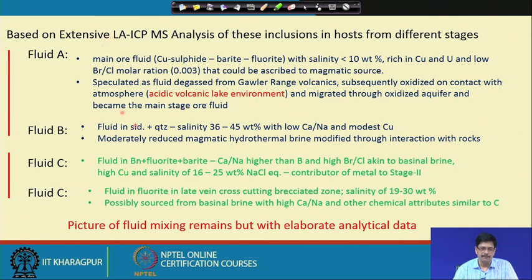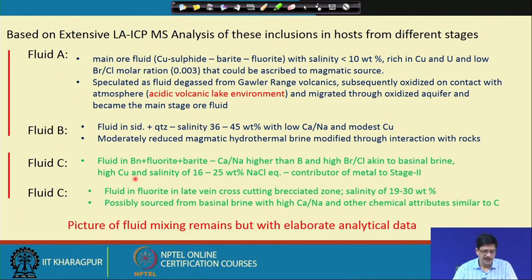from fluid A to fluid B, it turned out to be a little higher in its calcium by sodium ratio and modest in concentration of copper. So, this particular fluid was again inferred to be a reduced magmatic hydrothermal brine modified through interaction with rocks, but it remains uncertain whether this fluid was actually exhaled from any of the younger granite members that we see in the deposit geology.